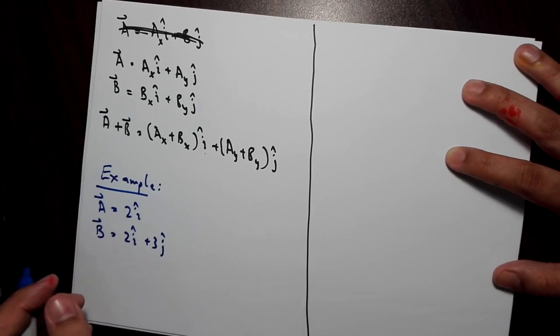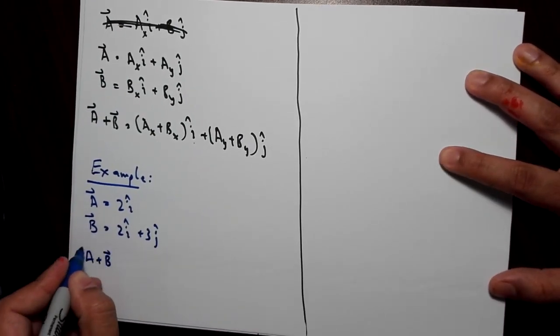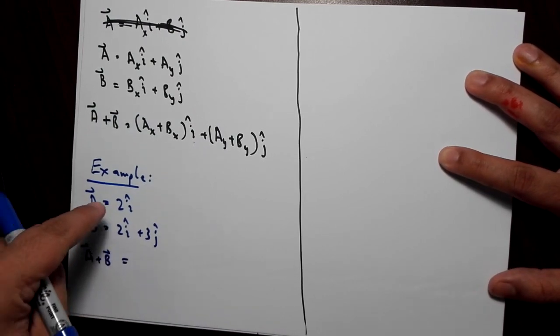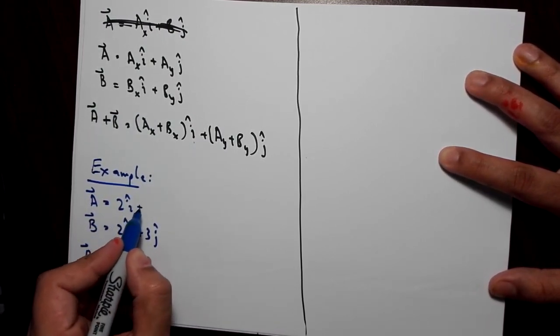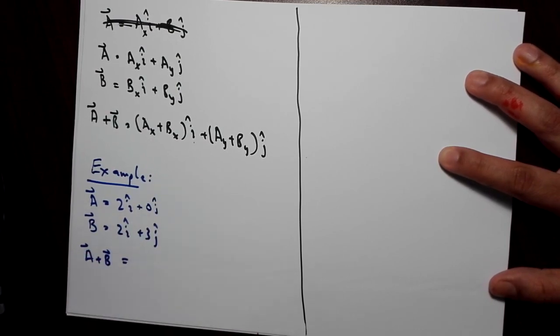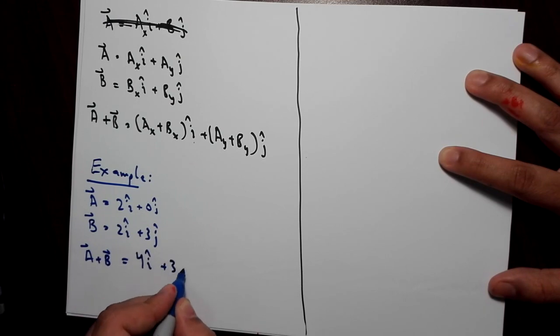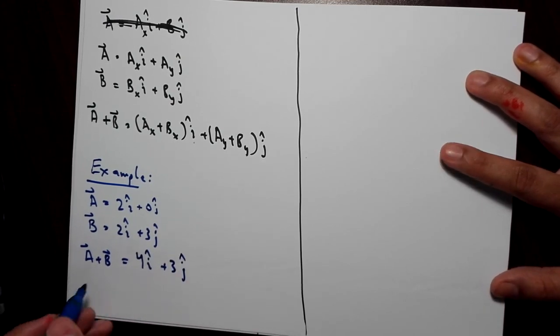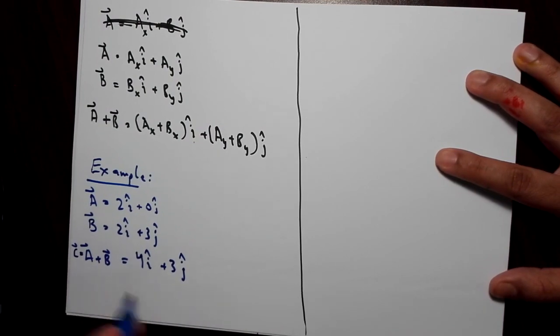Okay, so A plus B will be equal to... now you're only going to add the I component with the I, there's no j component. If you want, you can write that like 0 j hat. Okay, so the 2 plus 2 is 4, so you get 4 I hat plus 3 j hat. So that's your resultant. Let's call that a resultant vector. So that's C. Okay, so C is 4 I hat plus 3 j hat.